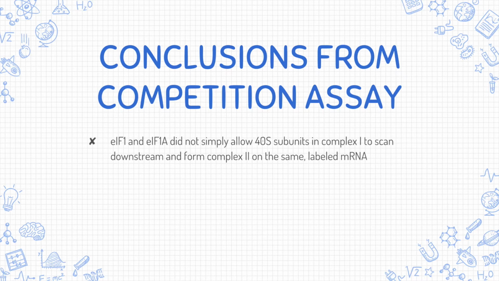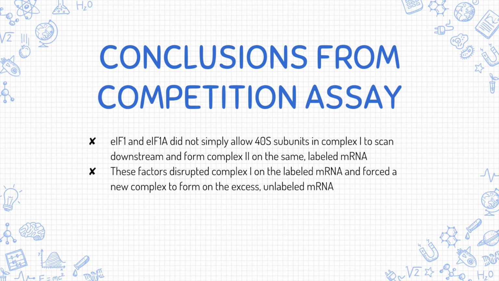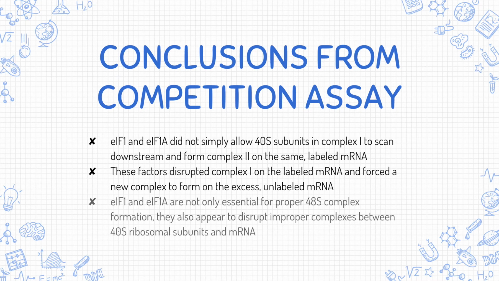First, eIF1 and eIF1a did not simply allow 40S subunits in complex 1 to scan downstream and form complex 2 on the same labeled mRNA. These factors disrupted complex 1 on the labeled mRNA and forced a new complex to form on the excess unlabeled mRNA. Finally, eIF1 and eIF1a are not only essential for proper 48S complex formation, they also appear to disrupt improper complexes between 40S ribosomal subunits and mRNA.